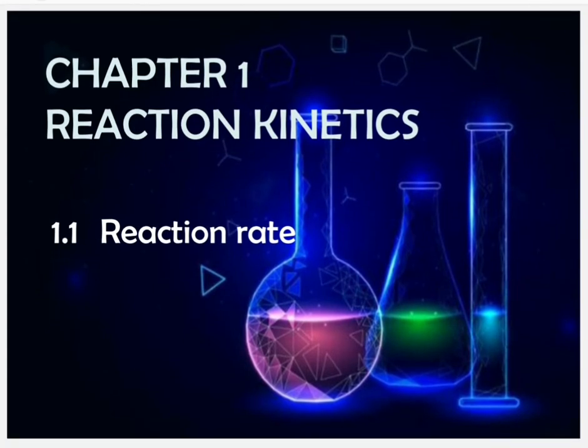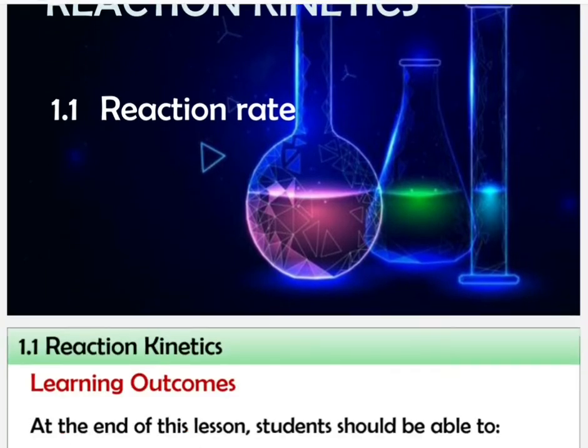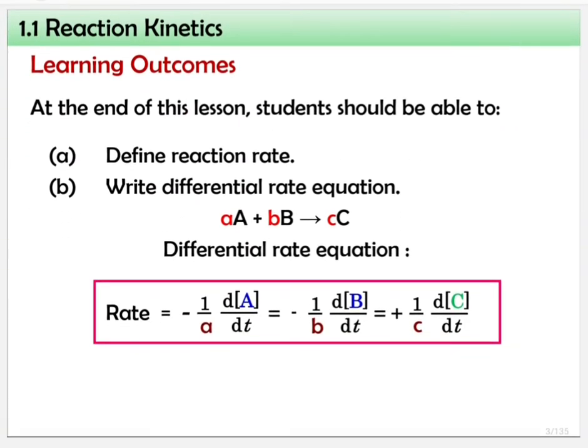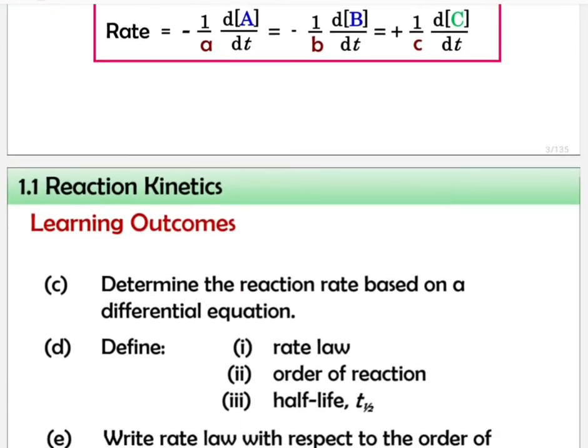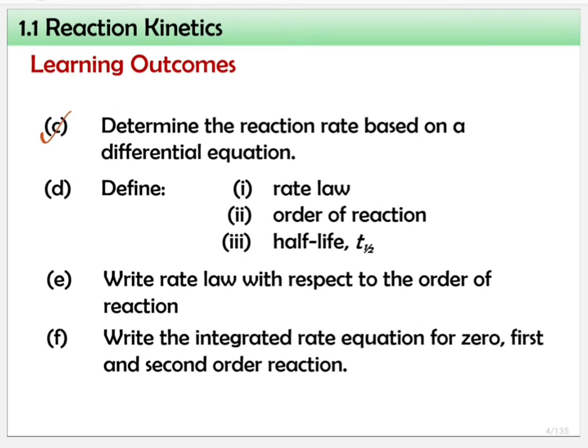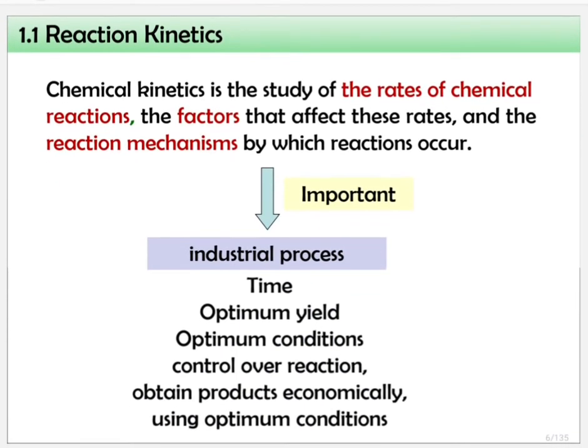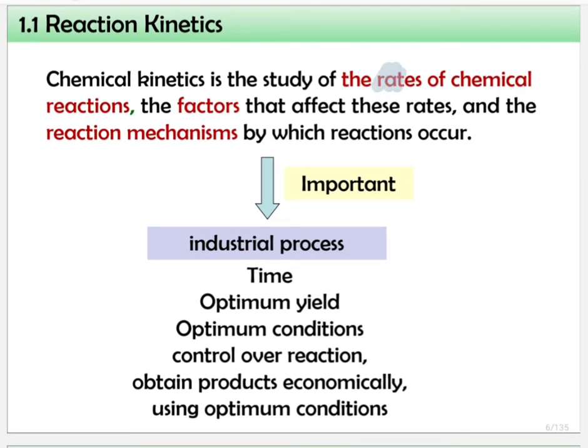Okay, the first subtopic, which is reaction rate, where I'm going to cover 3 learning outcomes, A, B, and also C. Okay, so let's look at the chemical kinetics. So it's actually the study of the rate of chemical reactions, kadar berlakunya reaction, factors affecting the rate of reactions, and also reaction mechanism. So all of these are important in industrial process because when we study about the chemical kinetics, okay, ataupun reaction kinetics, we can figure out the time taken for the reactions to finish.